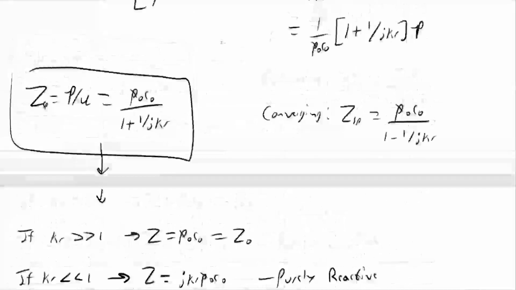So again, the big crux of this video was deriving the impedance of a spherical wave, and that was found to be rho naught c naught over 1 plus 1 over jkr.